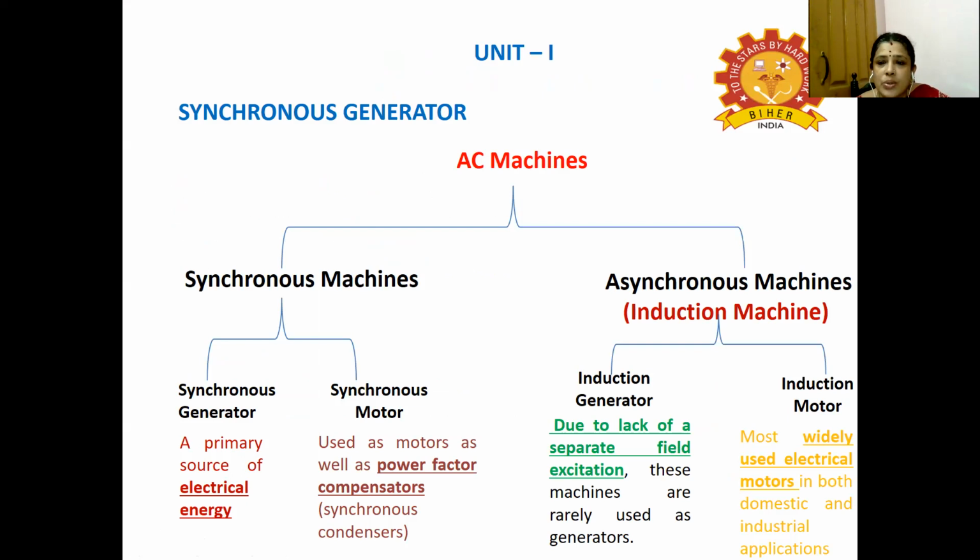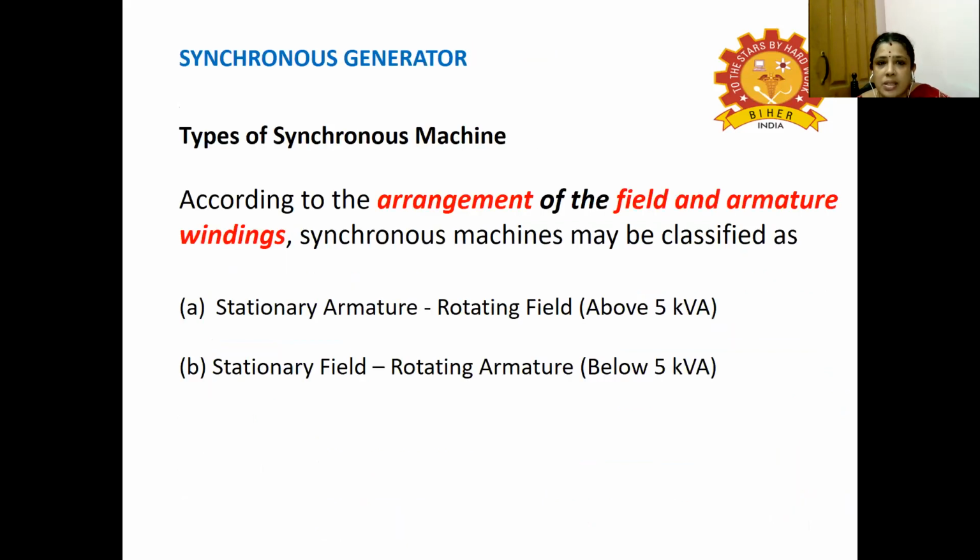Asynchronous machines are mostly induction machines: induction generators and induction motors. Due to lack of separate field excitation, these machines are rarely used as generators. Induction motors are the most widely used electrical motors in both domestic and industrial applications.